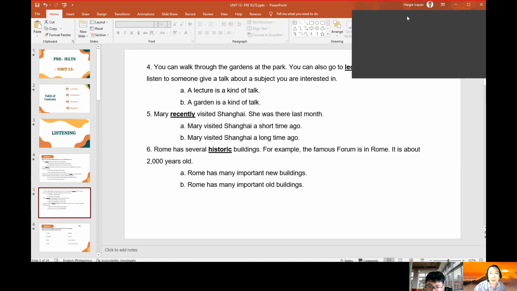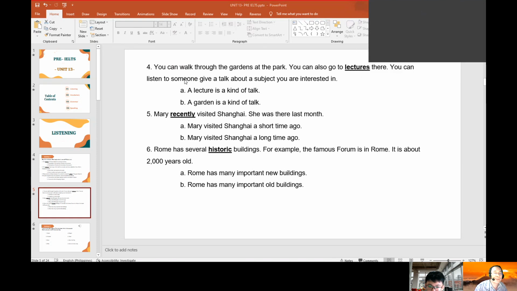Okay. Number four, Koi. Can you read that one? You can walk through the garden at the park. You can also go to a lecture there. You can listen to someone give a talk about subjects you are interested in. Yes. So the underlined word is lectures.